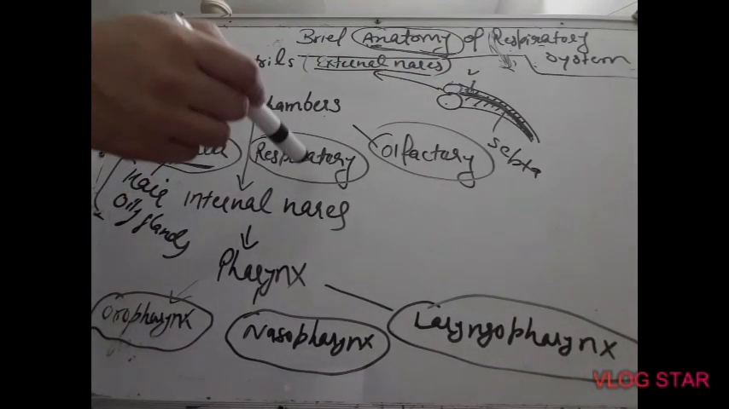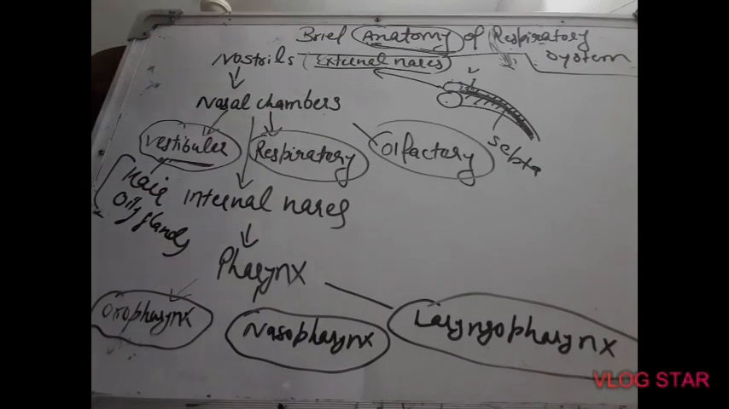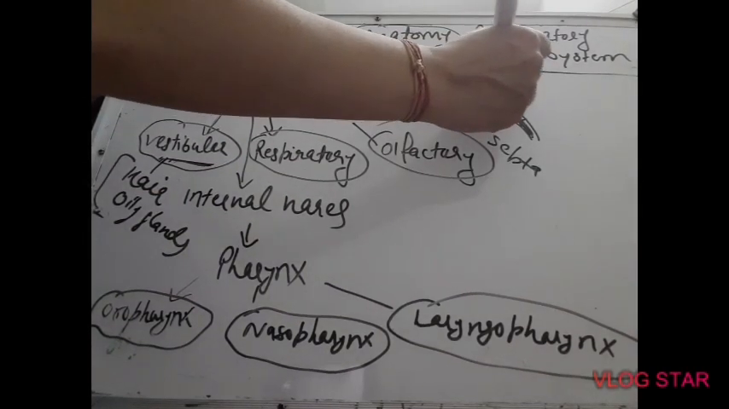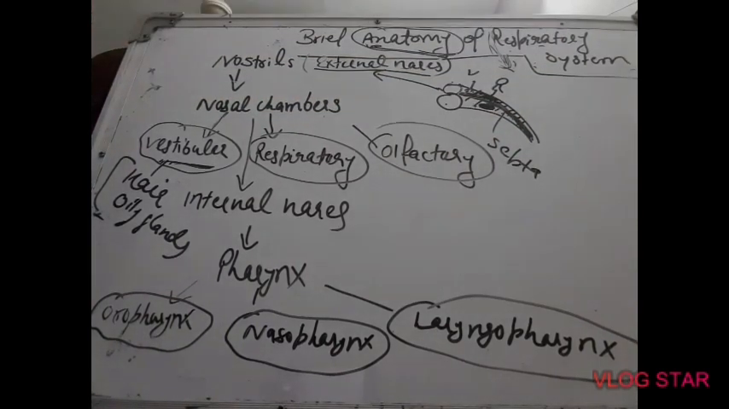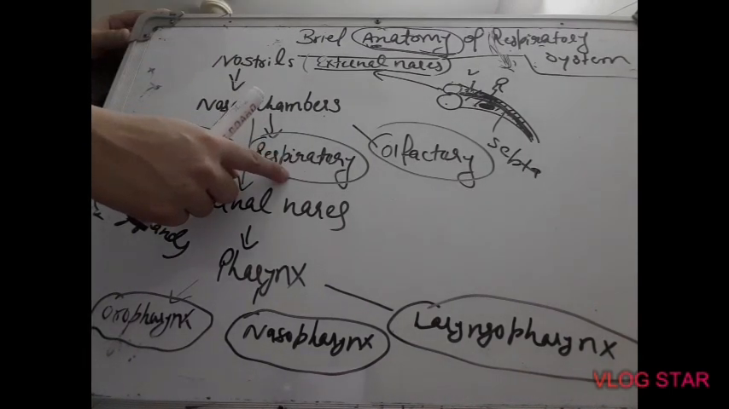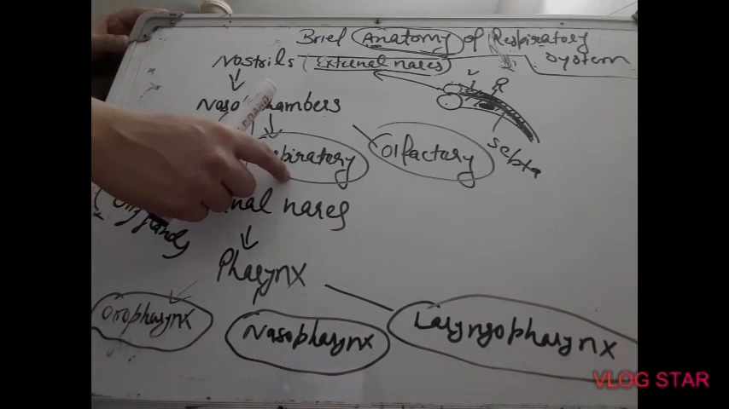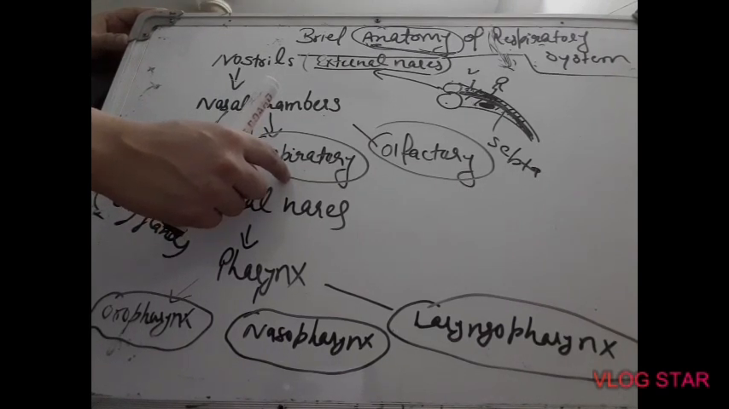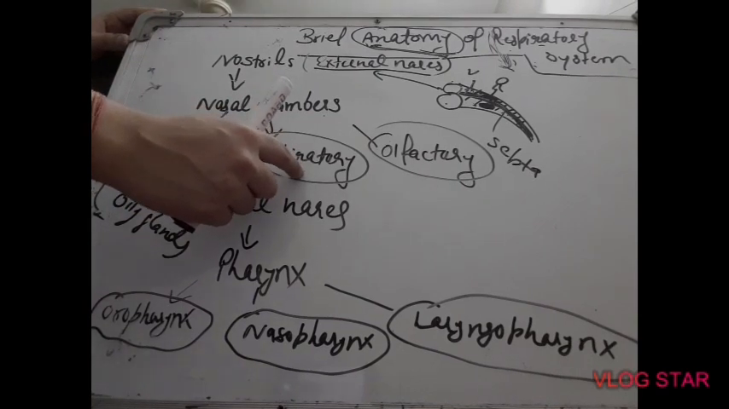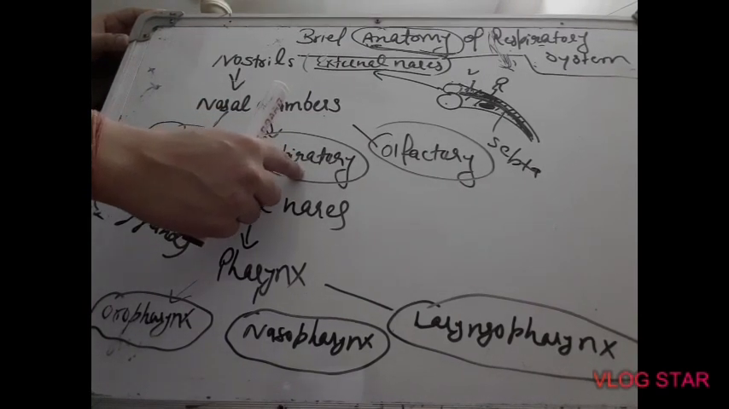And next is respiratory region. This respiratory region, the middle region of the nasal chamber, has a very high blood supply. You can call this respiratory area a vascular region. Vascular means the one which has very good blood supply. Because of the presence of blood vessels and enriched blood supply, this respiratory region appears reddish to pink in color, and it is responsible for the conditioning of the air.